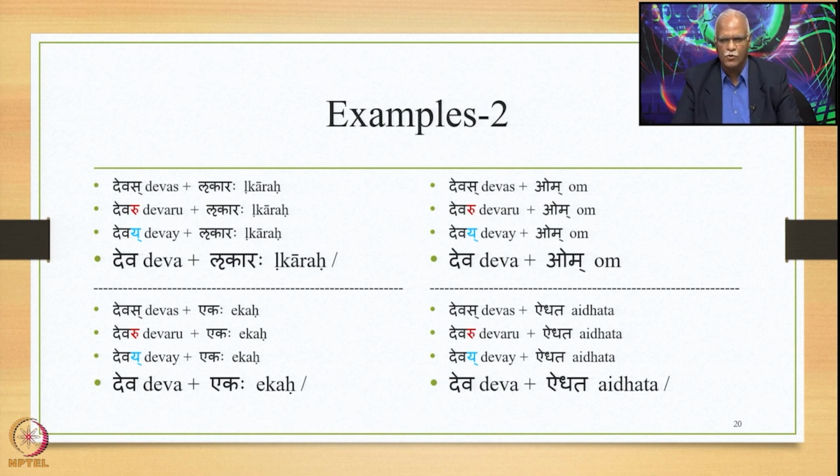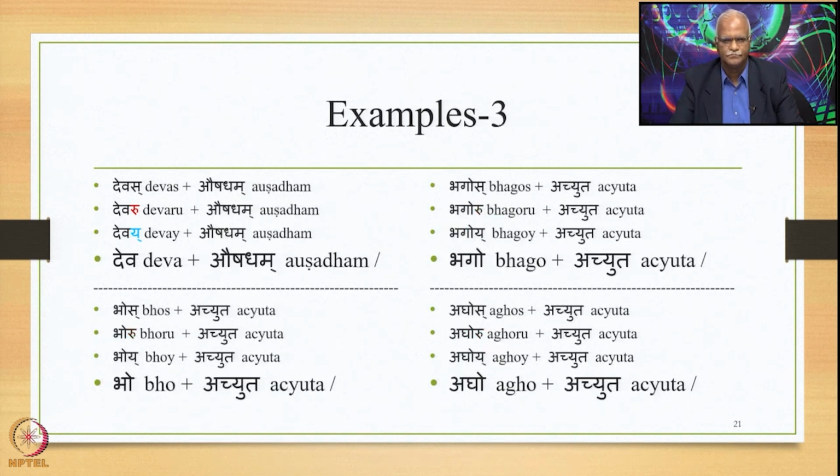Then we have devas plus om, sa becoming ru, ru becoming ya, and this ya gets deleted optionally, so we have deva plus om. Similarly, devas plus aidhata, and the finally derived form is deva plus aidhata. This is optionally derived. Then we have devas plus aushadham, and finally we get deva plus aushadham, optionally derived.